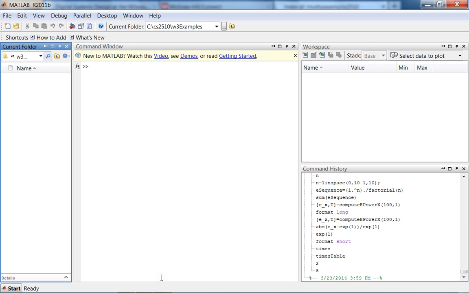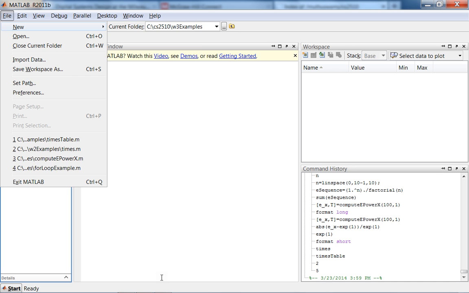Okay, so we're going to solve basically three problems. Hopefully we'll have time to solve three problems. The first problem is basically plotting polygons, which is problem 4-3 from chapter 4. So let me create a new script.